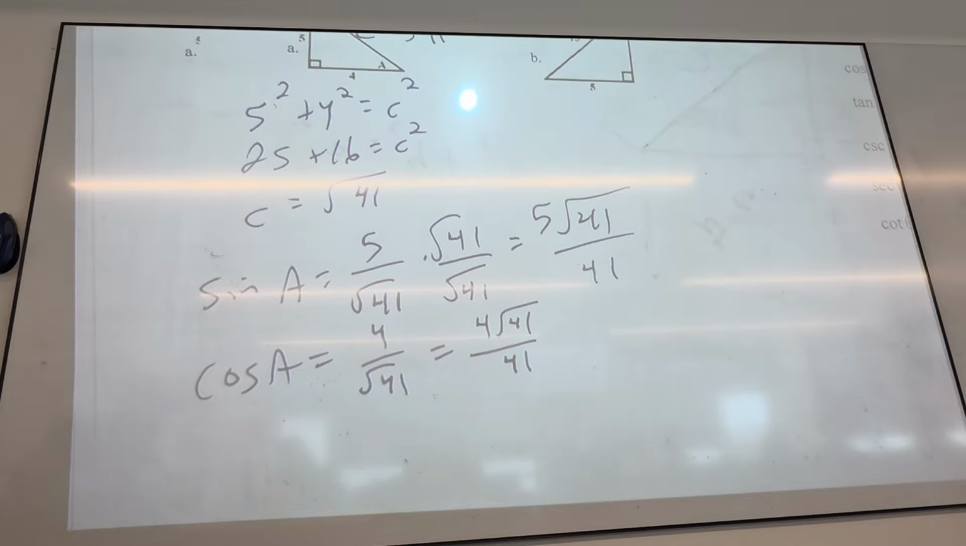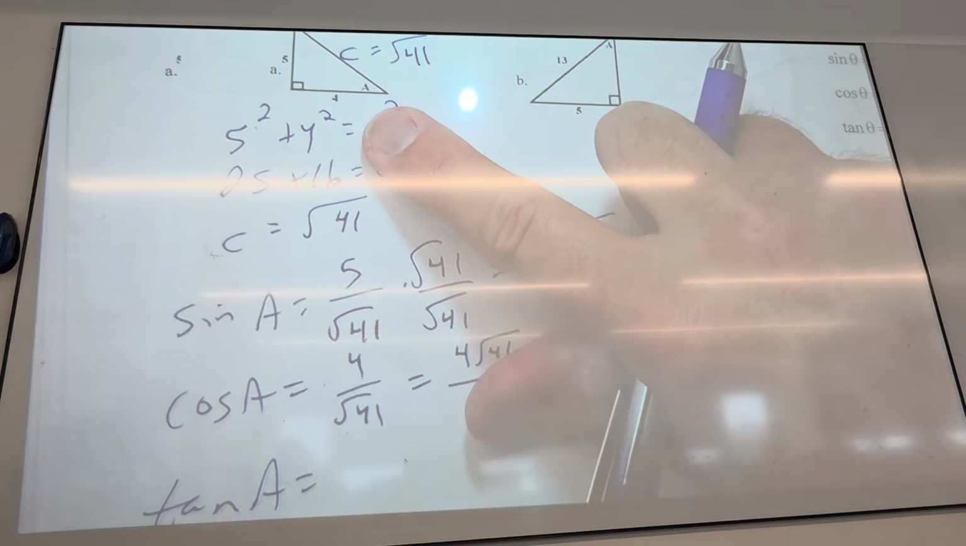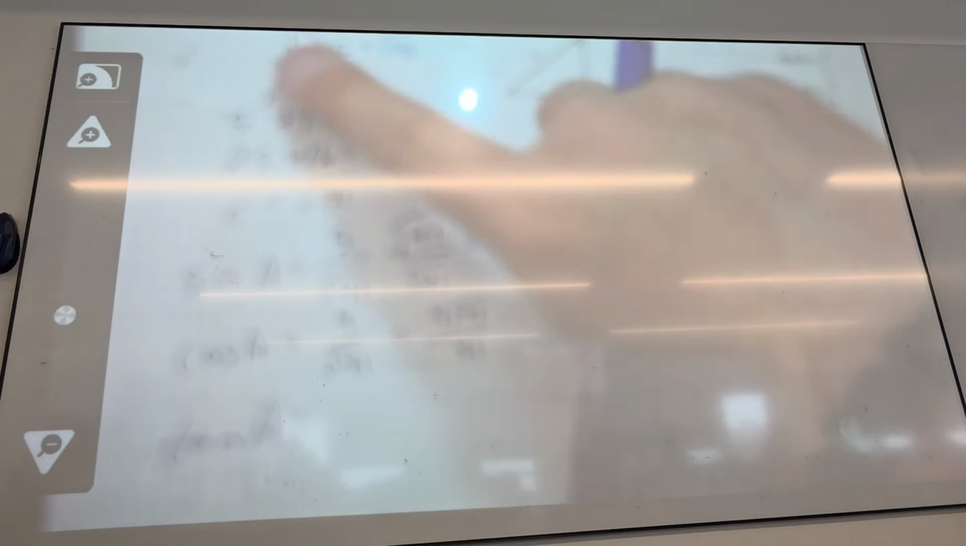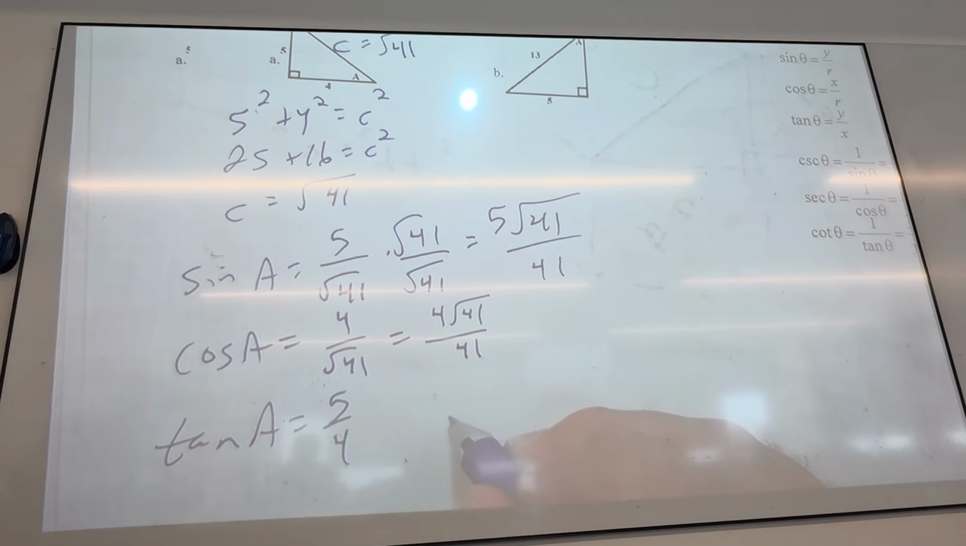And then, of course, tangent's going to be nice. Tangent we knew from the beginning. 5 over 4. Yeah, 5 over 4. Because tangent, I had all the sides it needed. So what's cotangent? 4 over 5.